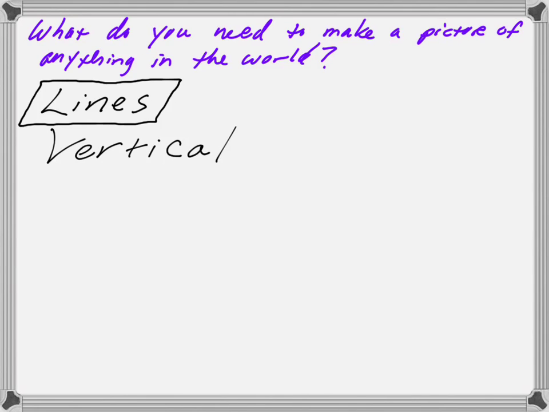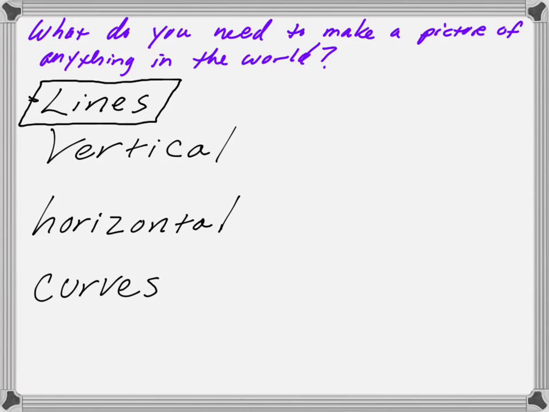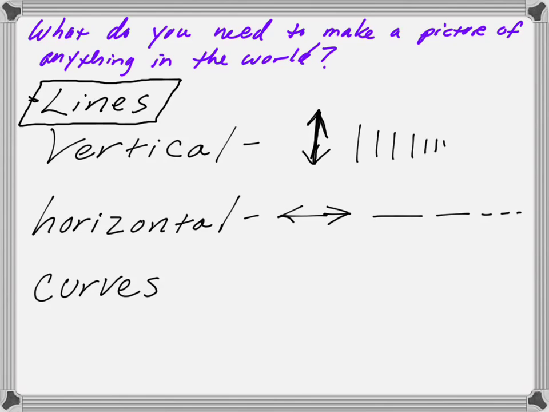Please write the word vertical. Vertical lines are, and horizontal, and curves. Vertical lines are lines that go up and down, straight up and down. Horizontal lines are lines that go from side to side.